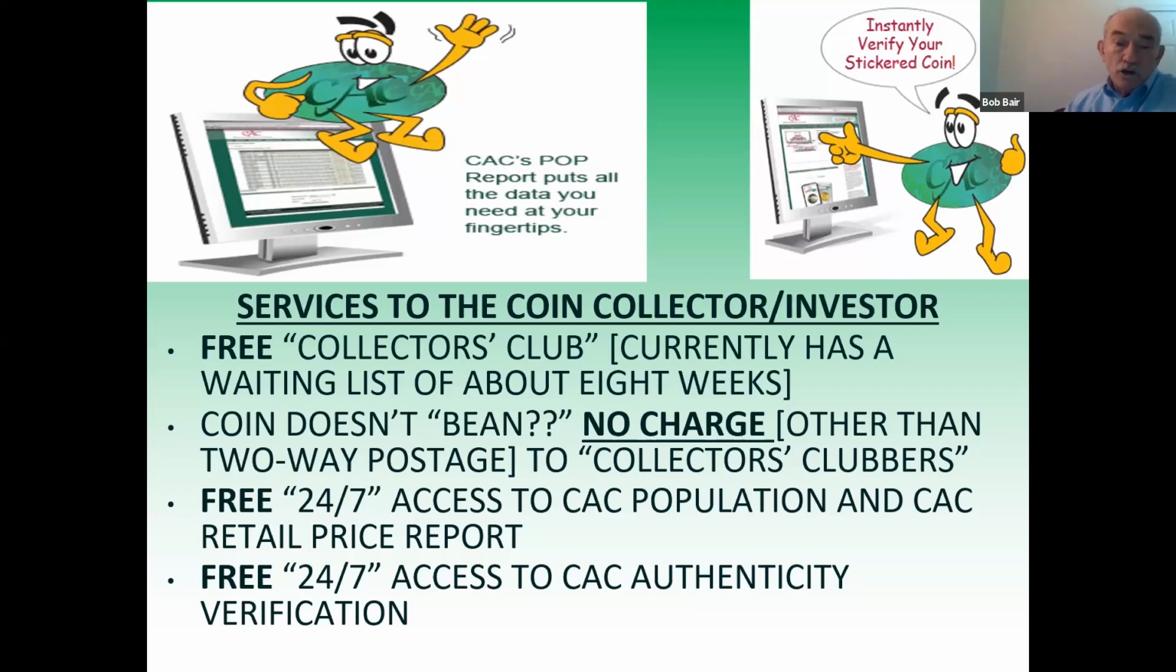They also, in conjunction with Coin Dealer Newsletter, with John Feigenbaum, have worked out a retail price report also at the population site. And lastly, there's a 24/7 access to CAC authenticity. If you have a PCGS coin, let's say, and it has a bean on it and you want to confirm that it's authentic, you can type in the number at the CAC website and it'll confirm right away that, yeah, we beamed the coin at that grade with that number.